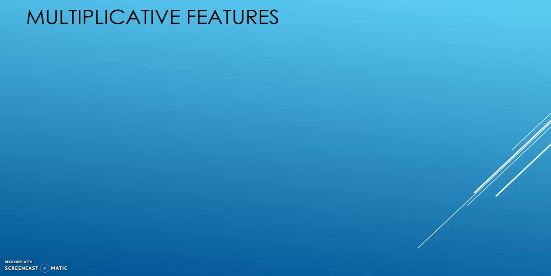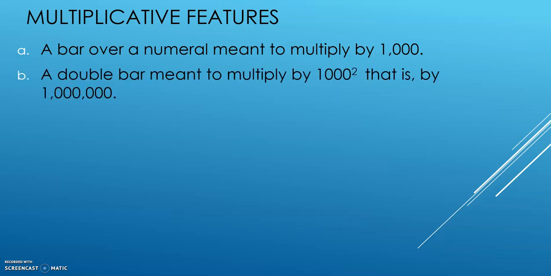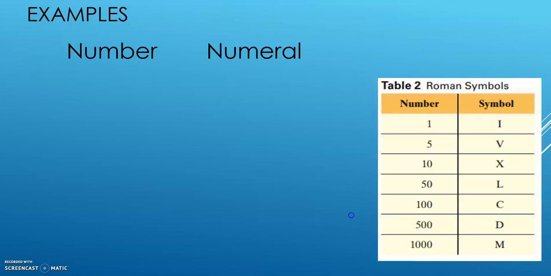Multiplicative features. A bar over a numeral meant to multiply by 1000. A double bar meant to multiply by 1000 squared, that is, by 1,000,000.